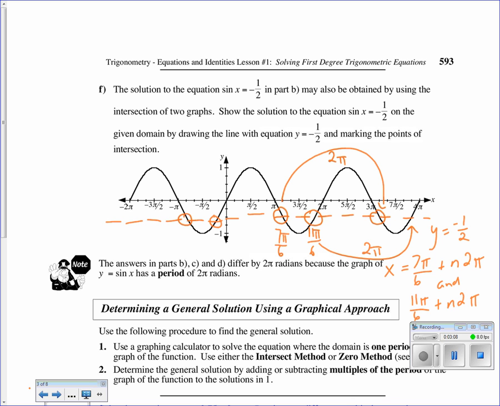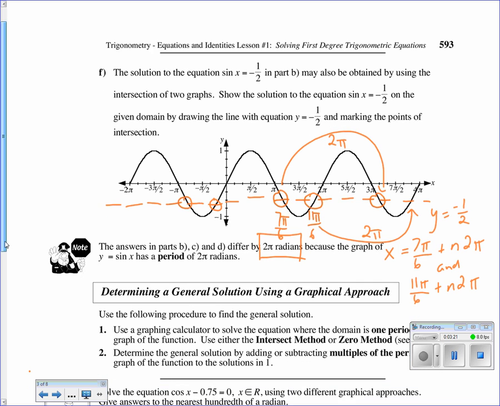Why does it work? It's because of the period. The period of this graph is 2 pi, so we're going to come back and want to be concerned about the period value again.